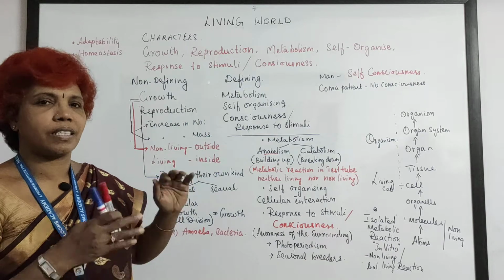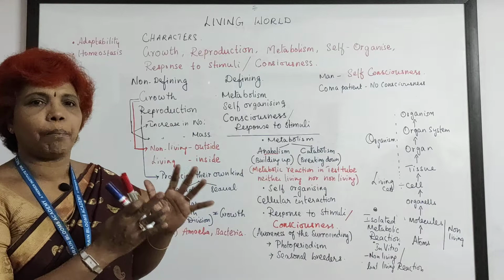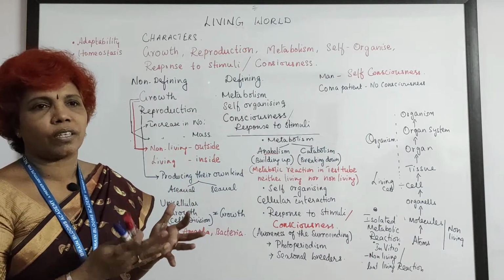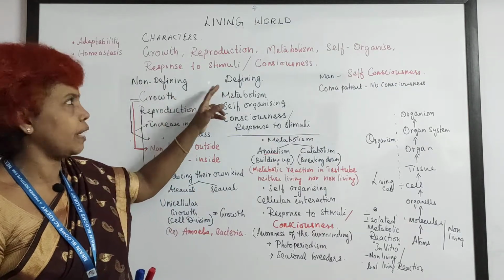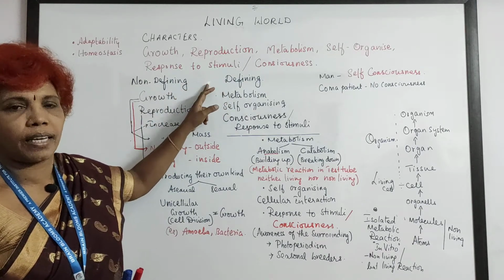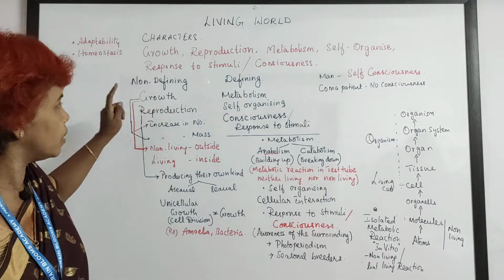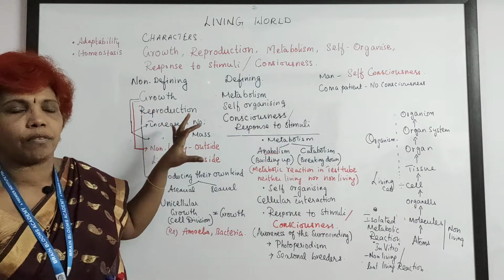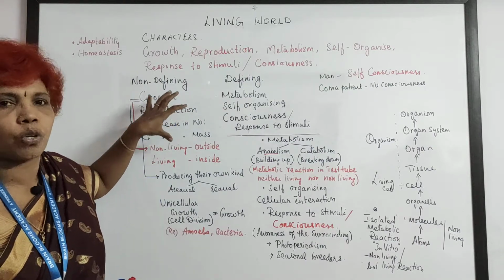But here there is a slight variation: certain things are absolutely meant for living creatures, and some characteristics are found here and there. That's why I mentioned two segregations: defining qualities and non-defining qualities. For example, when you talk about growth or reproduction, you can't say that it is the defining feature, that if these features are there, it is a living being. You cannot say that, but it is also one of the features.